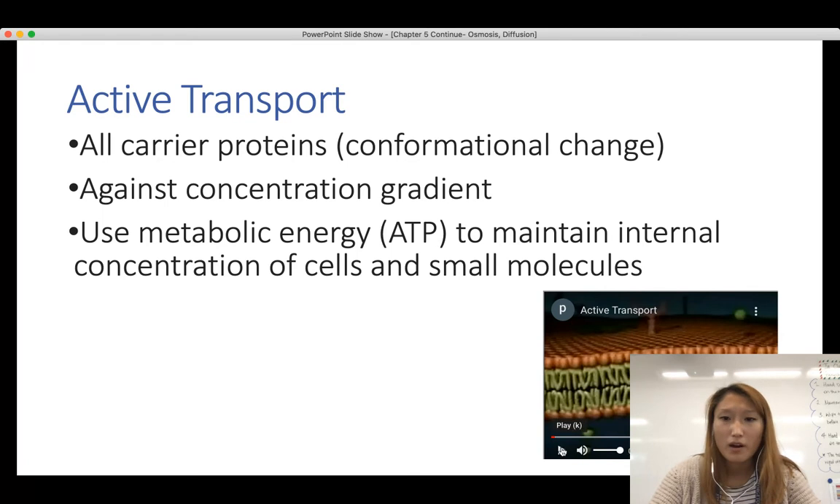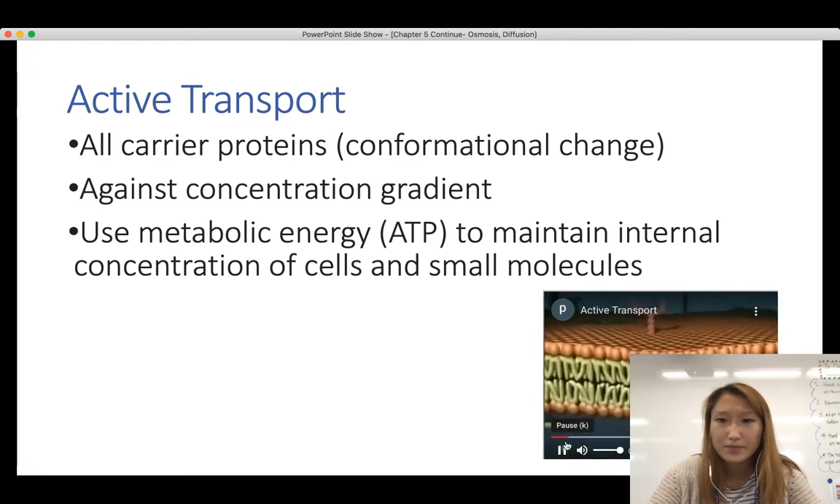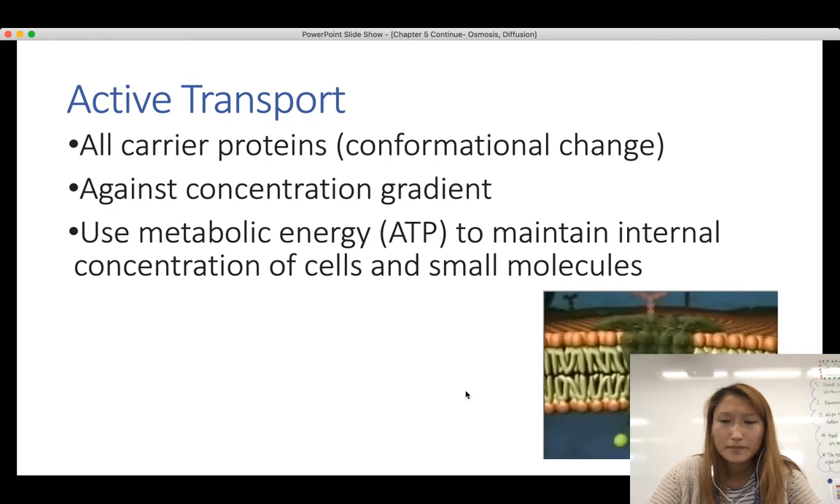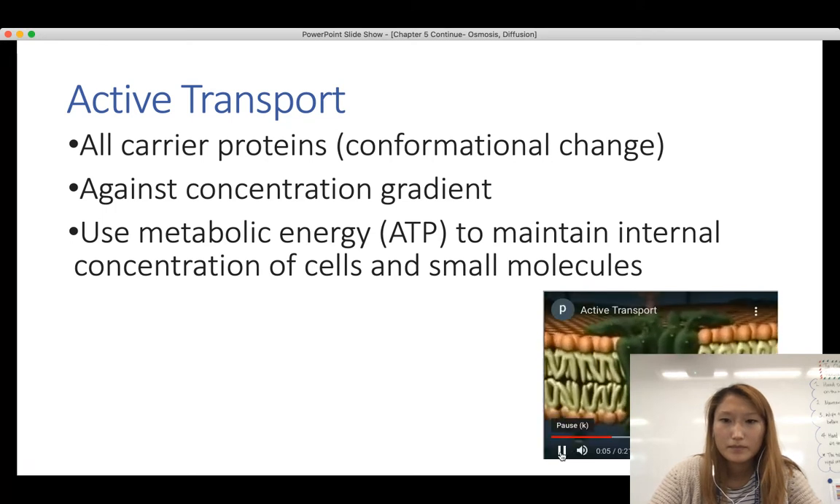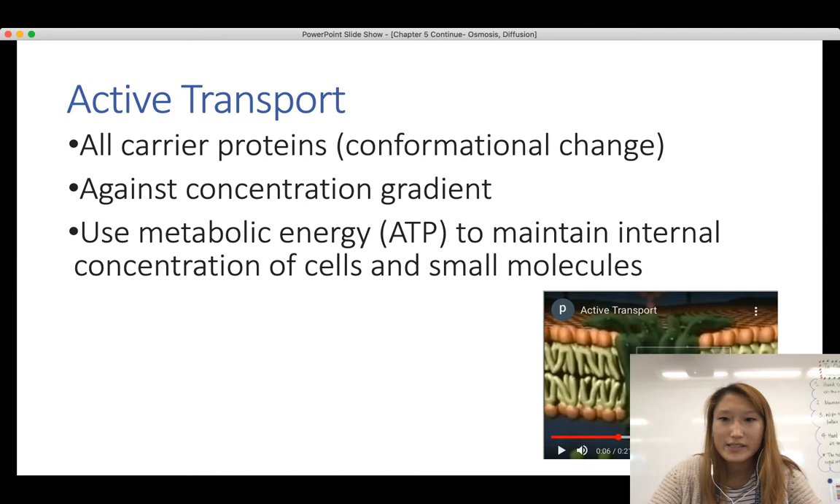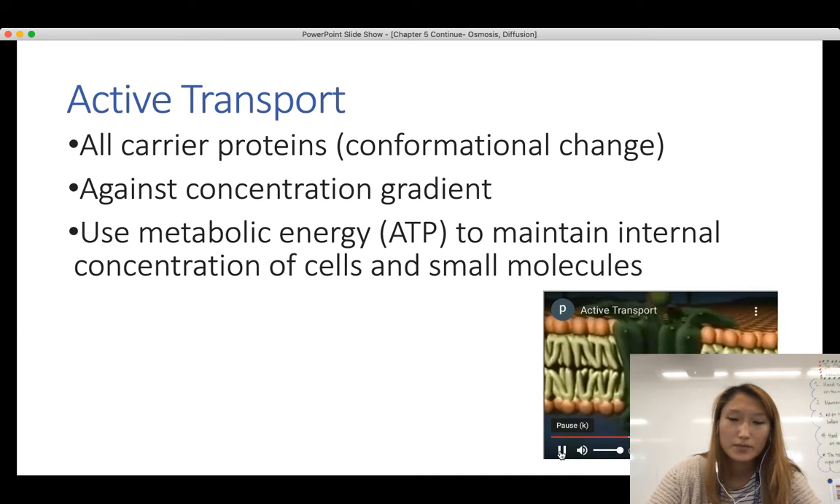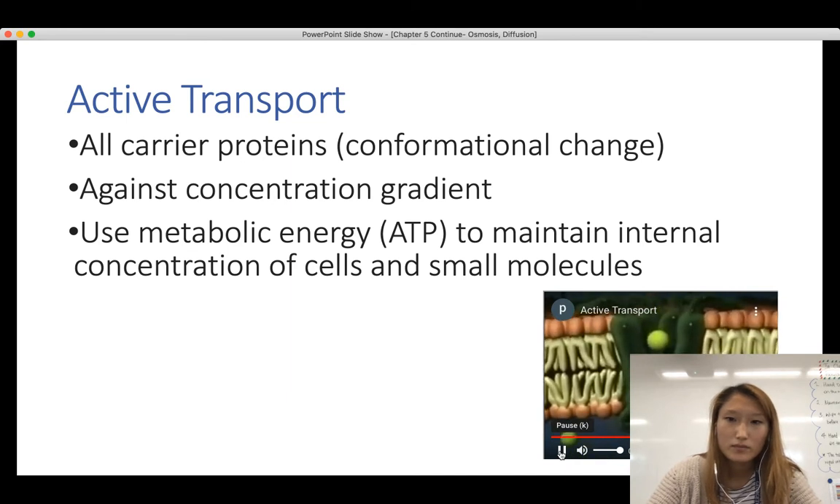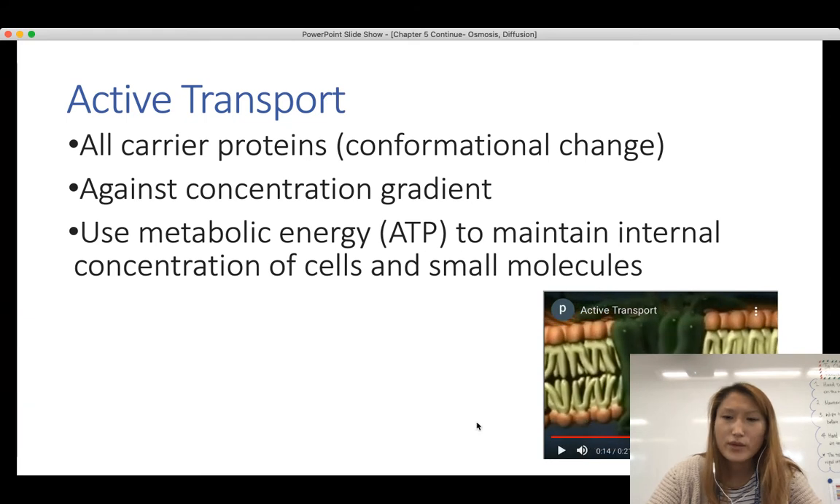All right, let's watch this video real quick. All right, so you can see this right here is our transport protein. It is right now closed, or inactive. So I don't know if you can hear the sound of this video, but it's talking about this word pump.